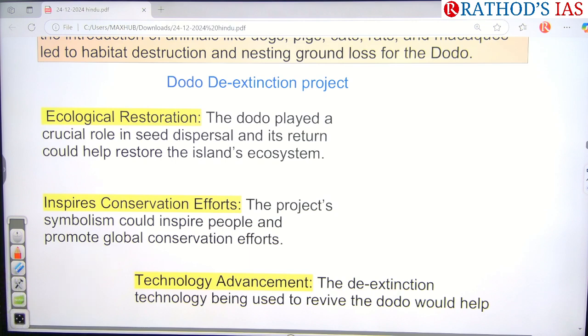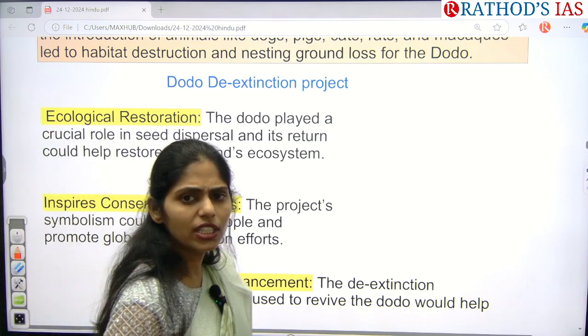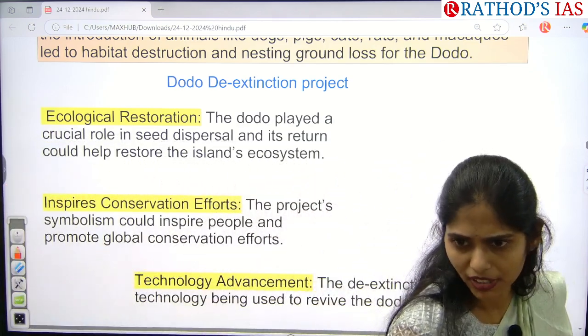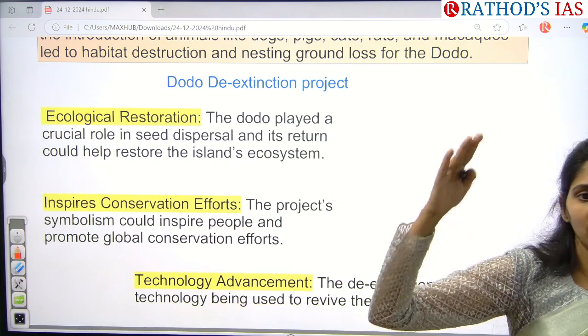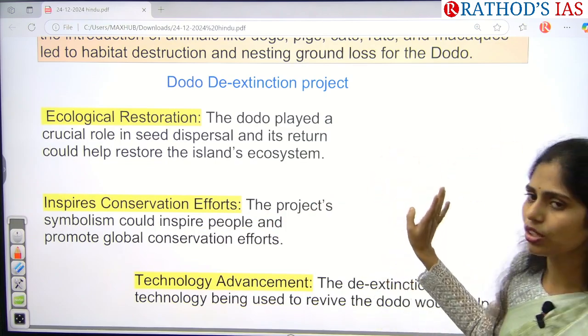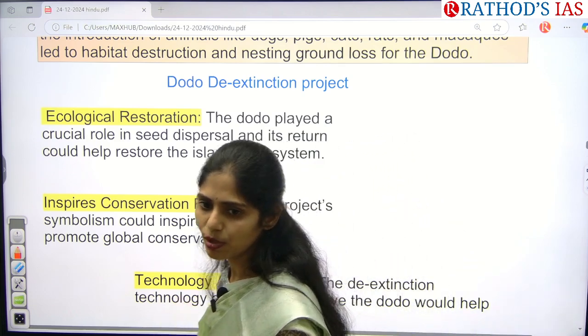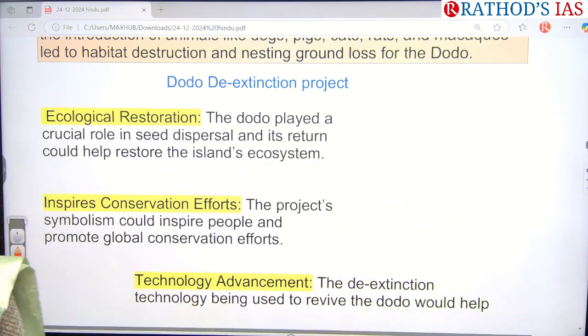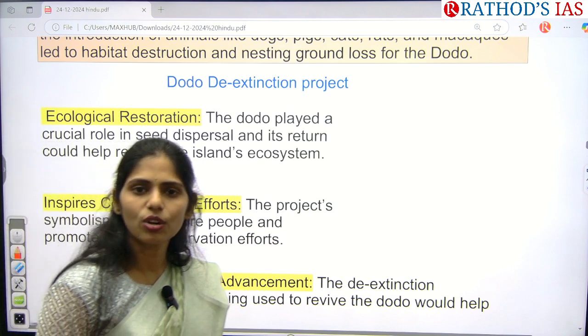Recently, India found gene therapy for hemophilia A type of disease, right? The same way, whenever you are writing about gene therapy and examples, you can also use this Dodo de-extinction project of the government. Okay, so why do we want this? Because the dodo played a very important role in ecology.